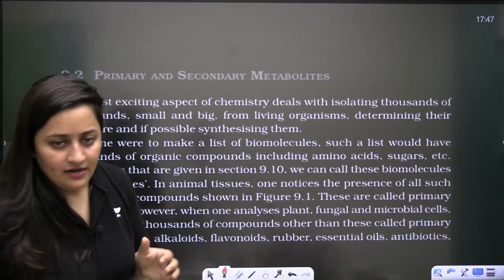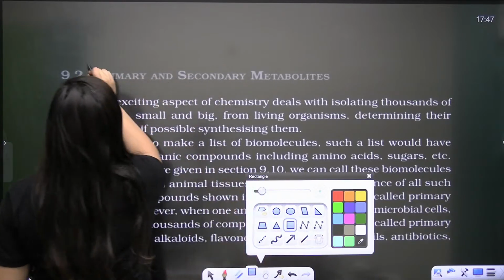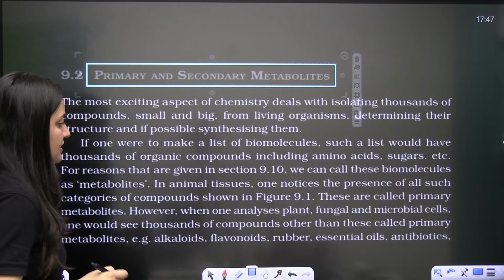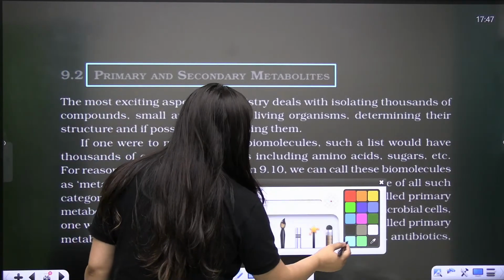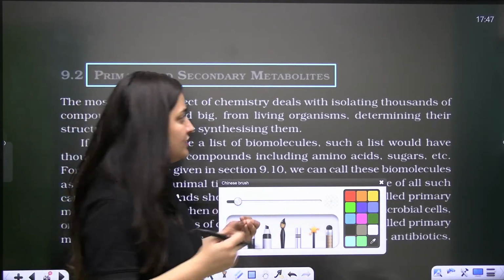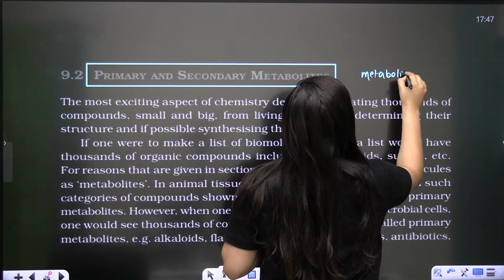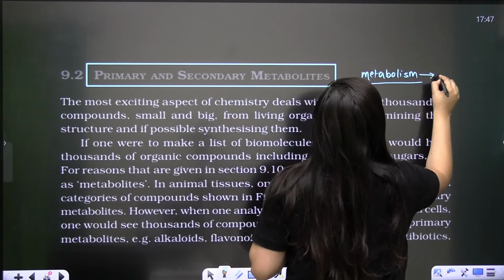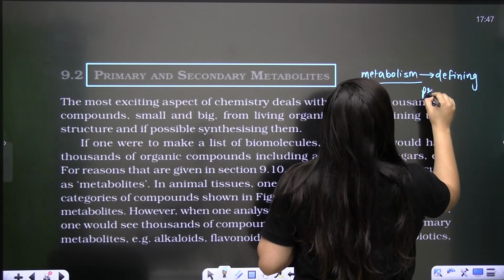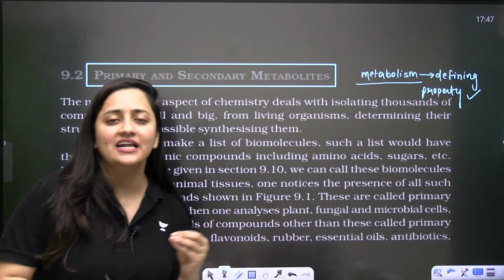Done, bache? Done. So next that we need to study is what? It is the primary and the secondary metabolite. Now you know that in a living body, chemical reactions are very common. Basically, we have studied the living organism and we know this, that metabolism is a defining property, isn't it? When you talk about the metabolism, it's a defining property of the living organism. Means there is no exception at all, isn't it? There is no exception at all.